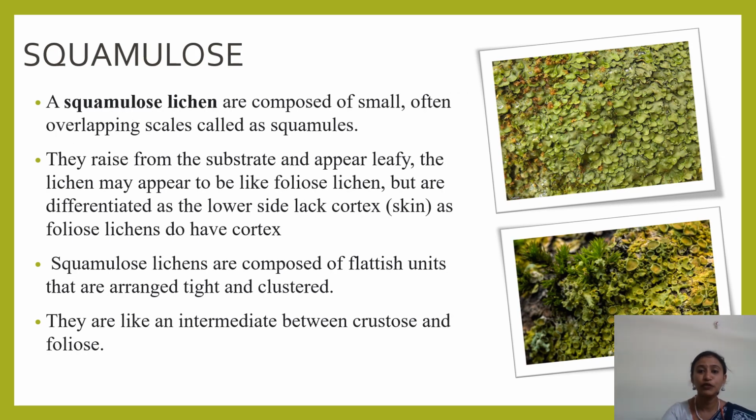Squamulose lichens are composed of small, often overlapping scales called squamules. They arise from the substrate and appear leafy, so they may look like foliose lichen, but are differentiated as the lower side lacks cortex, whereas foliose lichen does have cortex. Squamulose lichens are composed of flattish units arranged tightly and clustered. They are like an intermediate between crustose and foliose lichen.